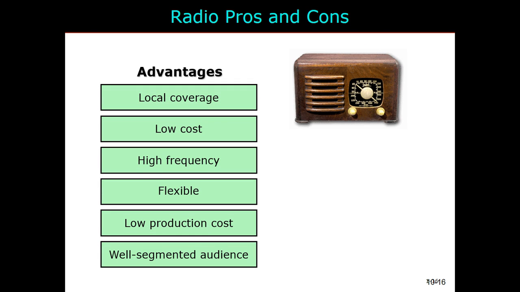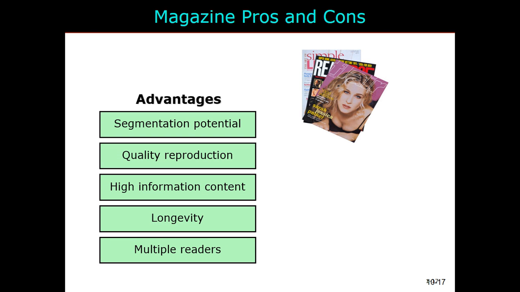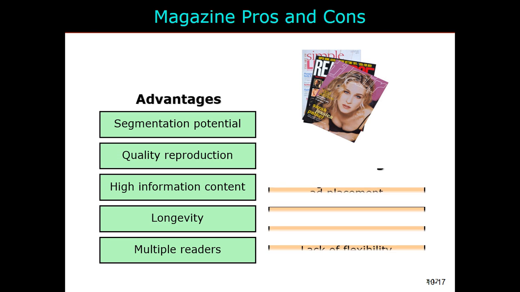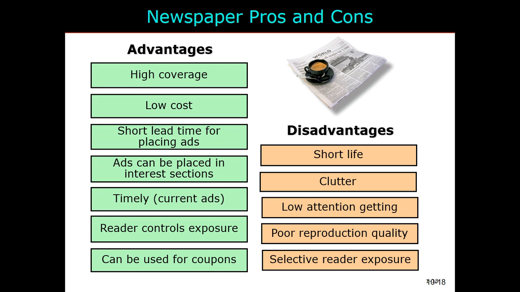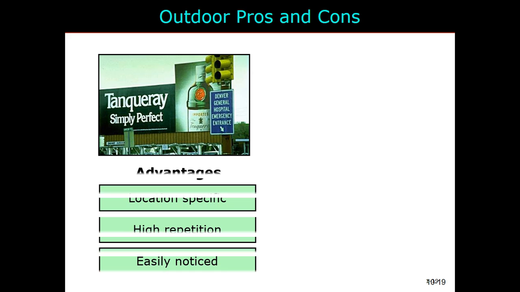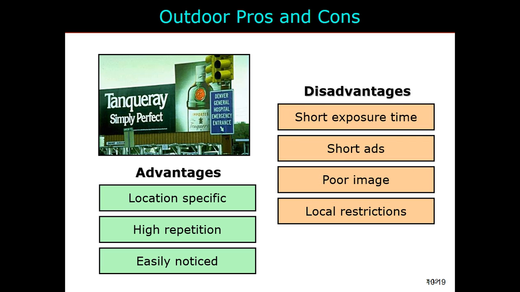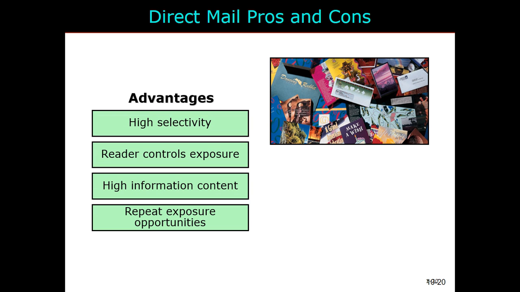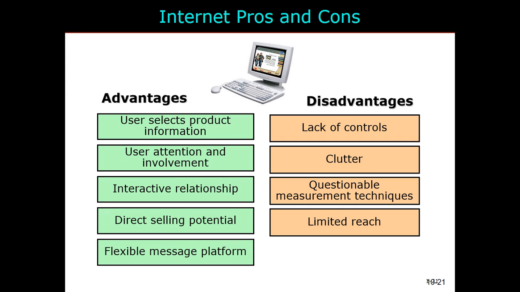And also radio's pros and cons. Okay? Major advantages and disadvantages of radio. The magazine's pros and cons. Okay? The newspaper's pros and cons. You should understand those. Okay? And outdoor advertising, the billboard pros and cons. Okay? And direct mail pros and cons. Okay? And the internet pros and cons.